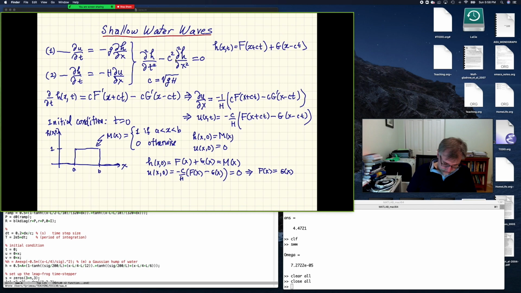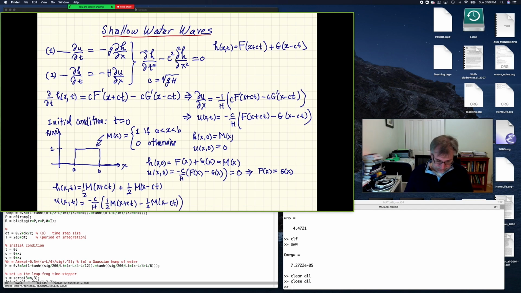So therefore the solution is h of x and t is equal to a half m of x plus ct plus a half m of x minus ct. And u of x and t is equal to minus c over h times 1/2 m of x plus ct minus 1/2 m of x minus ct.